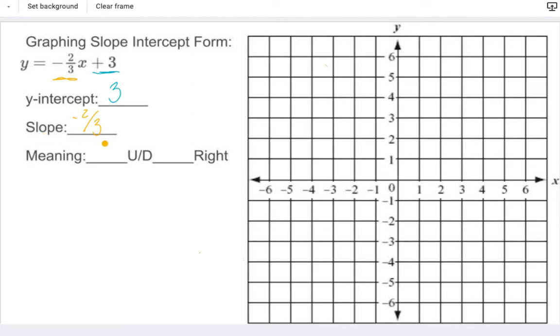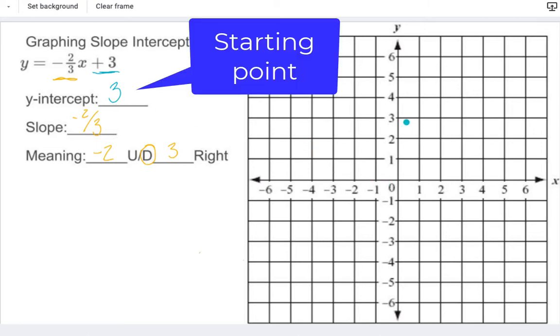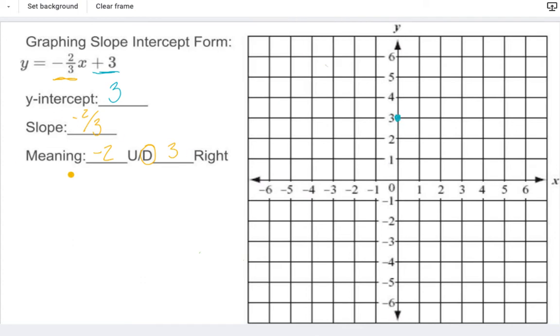Now, the slope has a meaning. So the negative 2 over 3 is the rise over the run. So that means the line goes 2 down every time it goes 3 to the right. So our starting point that we know is the y-intercept. So 3 on the y-axis, so (0, 3) is the point we know to start from. Then the directions we have are 2 down and 3 to the right.